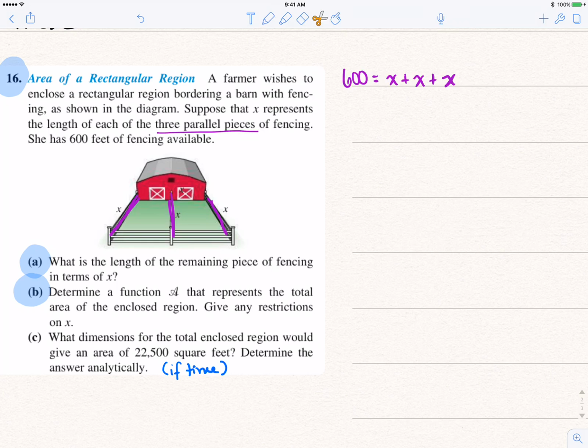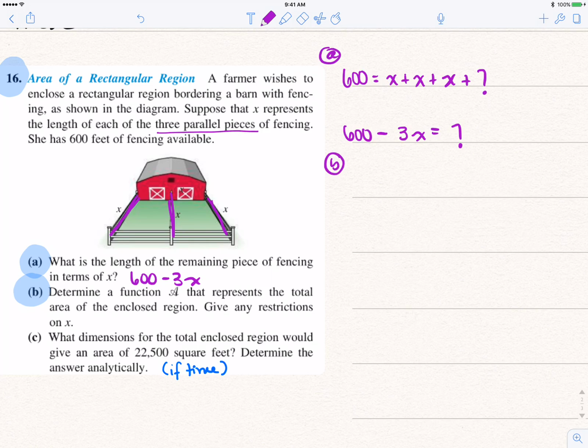But then I also have that fourth piece of fence, the one down here that's parallel to the barn. I don't know how long that one is. That's what part A is asking me to find. How long is that? Now I could have used a variable. I just chose to use a question mark for the moment. If I would add those three x's together, that's exactly what I would get, 3x. And then if I subtract those three x's from both sides, I'll have that 600, the total amount, minus 3x, the three parallel pieces, gives me my question mark or my fourth piece of fencing. So 600 minus 3x, that's the remaining piece of fencing in terms of X. So this right here is part A.